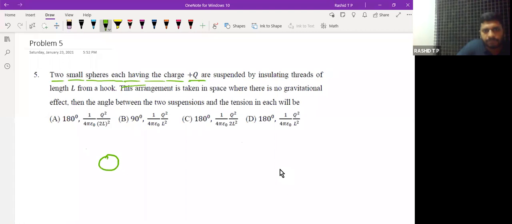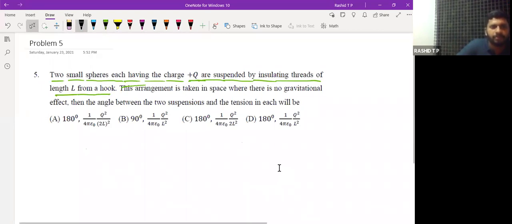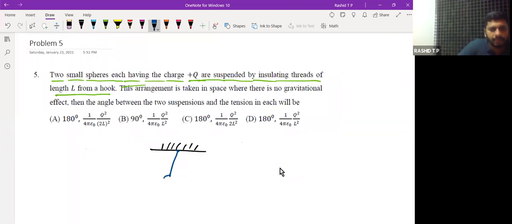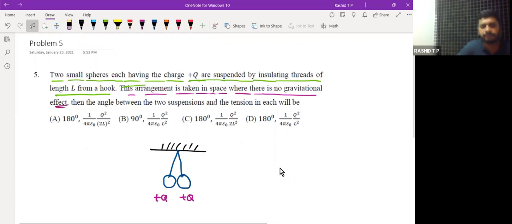Let us proceed. Two spheres each having charge plus q are suspended by insulating threads of length L from a hook. Actually, we have a hook. This is a roof. From the roof, we have a hook here. Then we are suspending two small spheres, each having charge plus q. This arrangement is taken in space where there is no gravitational effect. Fine, we can neglect the gravitational force.